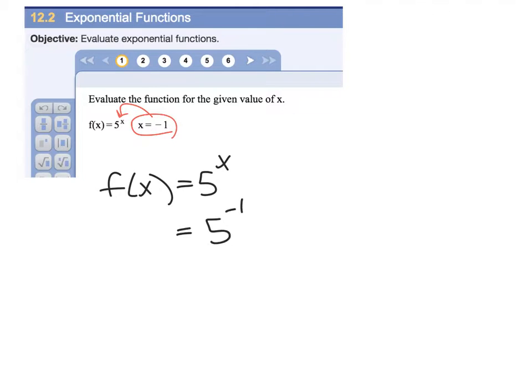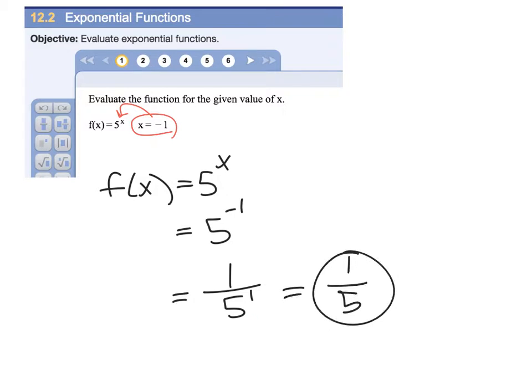Whenever you have a negative exponent, that means you need to stick it into the denominator, and then the exponent becomes positive. So 5 to the negative first becomes 1 over 5 to the positive first, and that is equal to 1/5, because 5 to the first power is equal to 5. So the answer is 1/5.